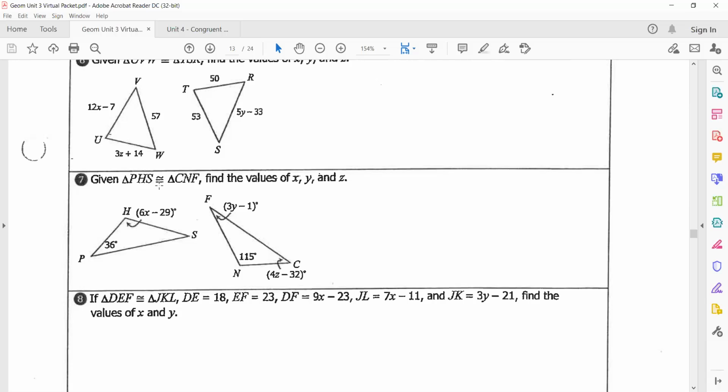This really shouldn't be that tough, you guys. What position is letter P in that first statement? First, second, or third?